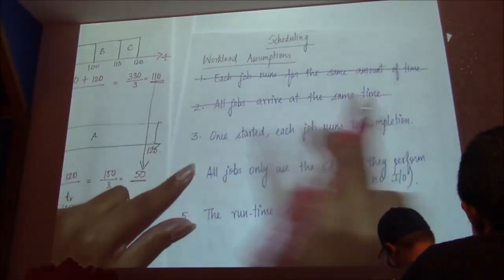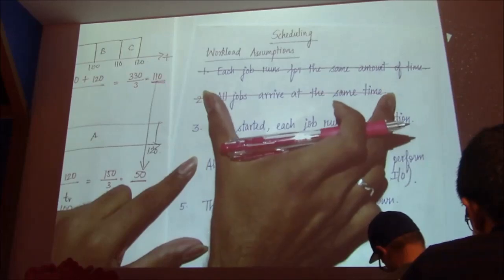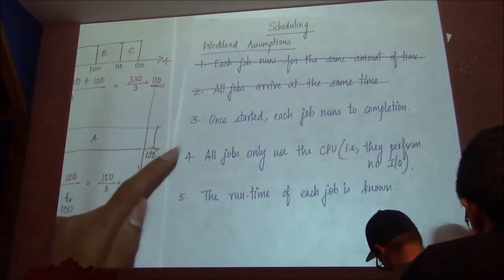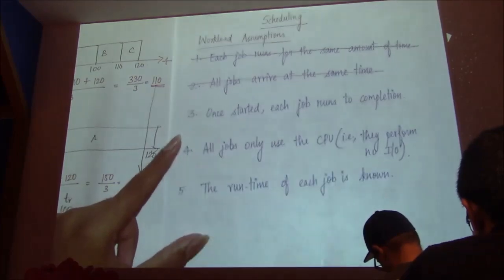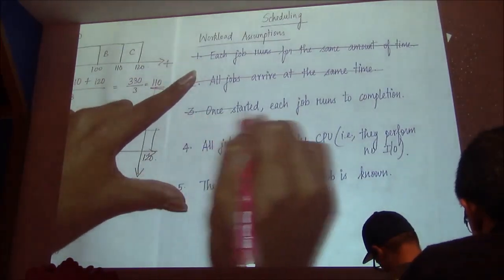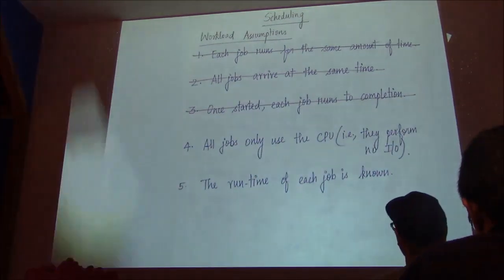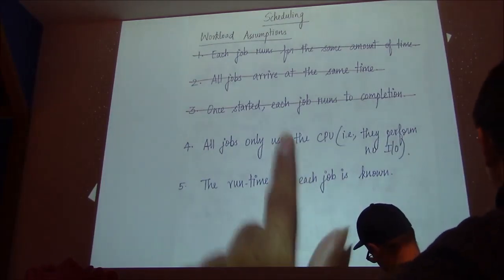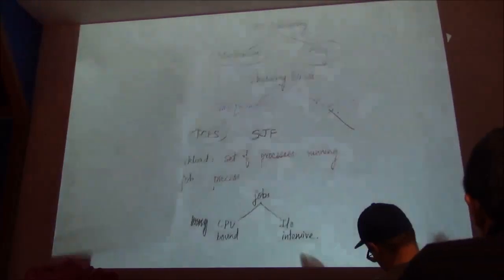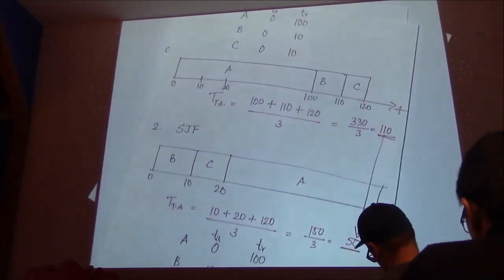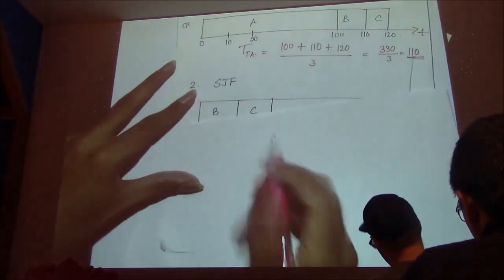We just relaxed this assumption, and then shortest job first doesn't work anymore. So now we will go and relax the third assumption: once started, each job runs to completion. So when we relax this third assumption, now what we can do in this scenario, okay?